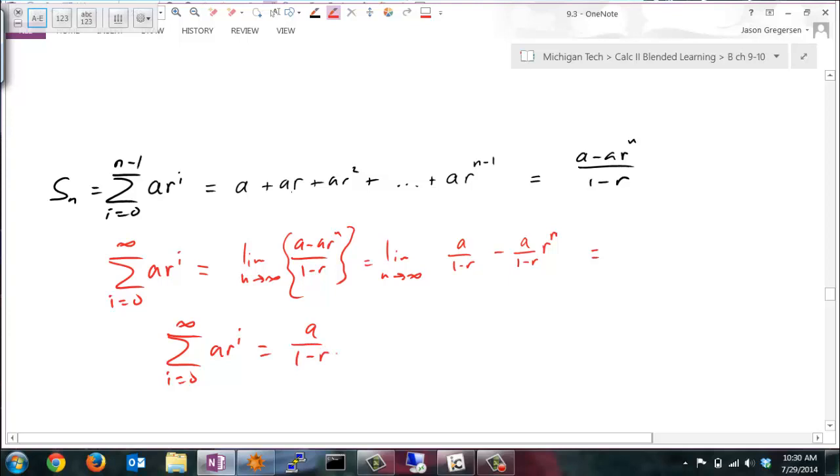And what about this piece? What's the limit as n goes to infinity of this piece? I have an n over here. I have some number times r raised to the n power. What happens to that as n goes to infinity?